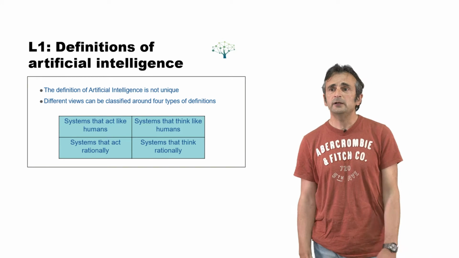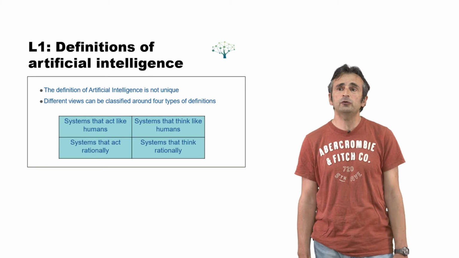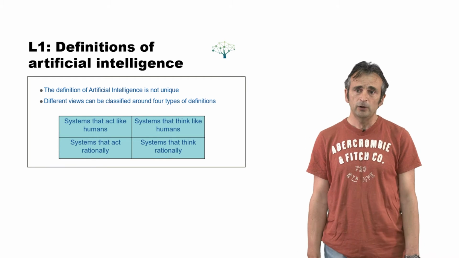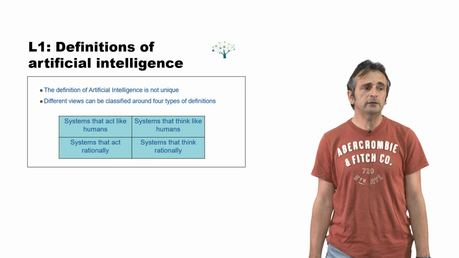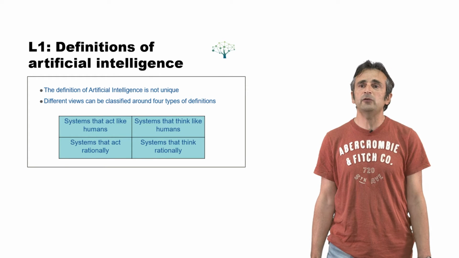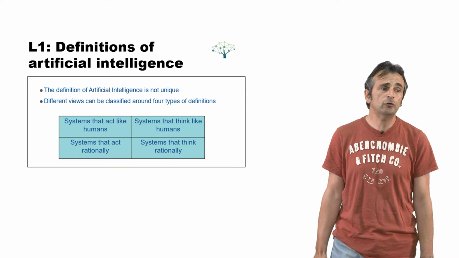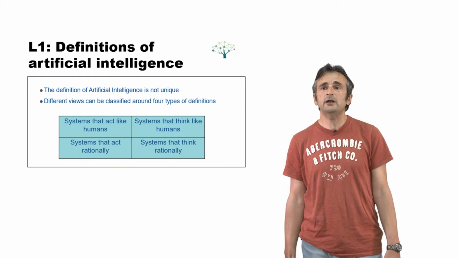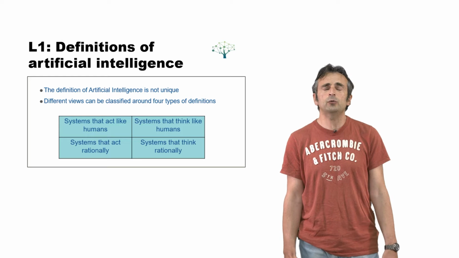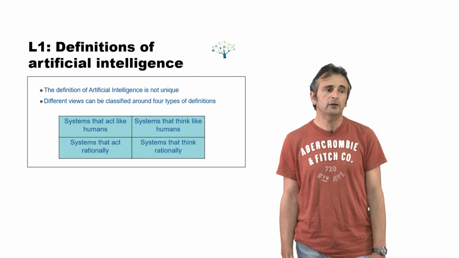We will see that there is not a unique definition of artificial intelligence, and this is because there is not consensus on the definition of intelligence. Some definitions are based on the idea that intelligence is a human feature. So, with this idea, AI systems are those that act or think like humans. Other definitions prefer to connect intelligence with the concept of rationality. So AI systems should act or think rationally.